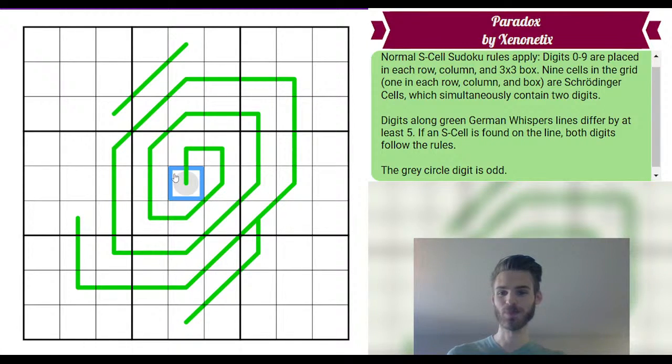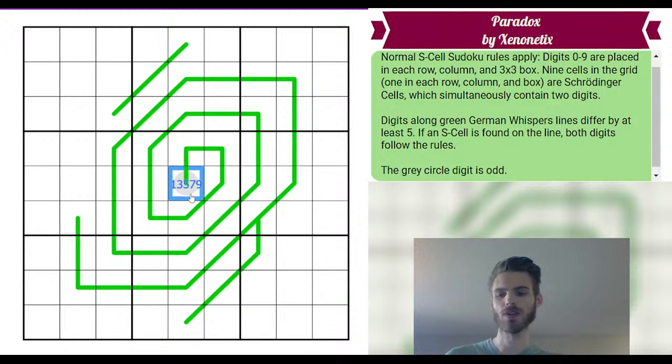Okay, so this cell is odd. So it's 1, 3, 5, 7, or 9. And along the German whisper, the digits differ by 5 at least. If an S cell is found on the line, both digits follow the rules. Oh, that's interesting.